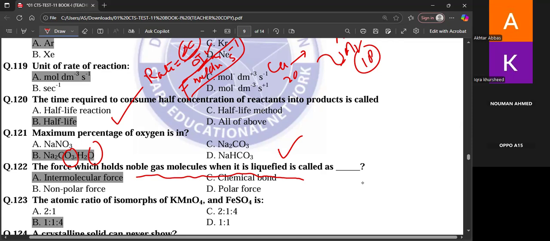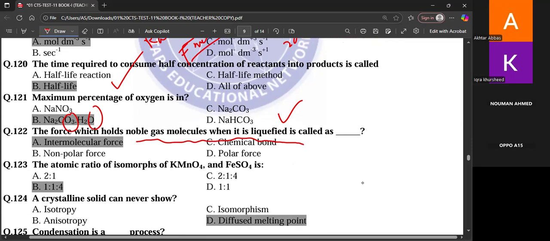The atomic ratio of the isomers of KMnO4 and FeSO4. Sir, yes, please. Sir, in question number 122, why is it not non-polar forces? Because in noble gases there are London dispersion forces.